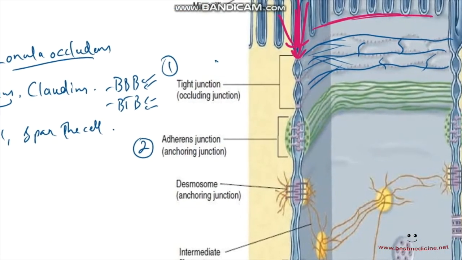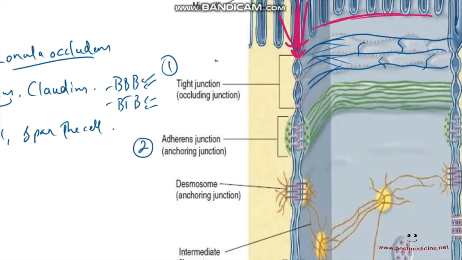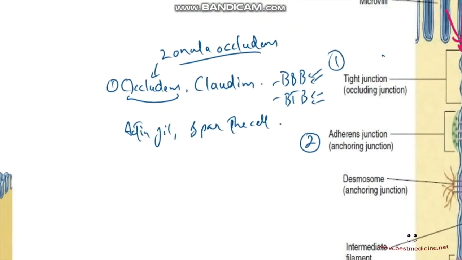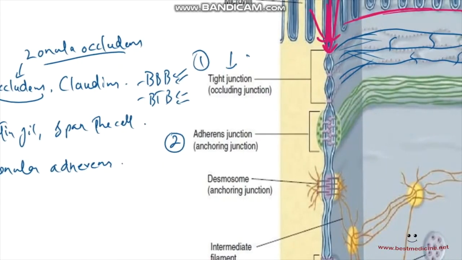So after the tight junctions, the next junctions near the apical surface would be the adherens junctions, also called zonula adherens. Just like the tight junctions or occluding junctions are called zonula occludens, similarly adherens junctions are also called zonula adherens. So let's write that down. Zonula adherens. Basically, the function that they perform is that they help anchor, they help adhere, they help in cell-to-cell linkage and stability. So what they do is that they glue the cells together.